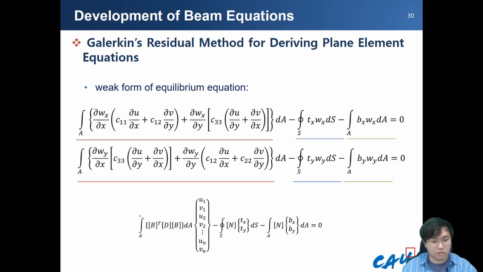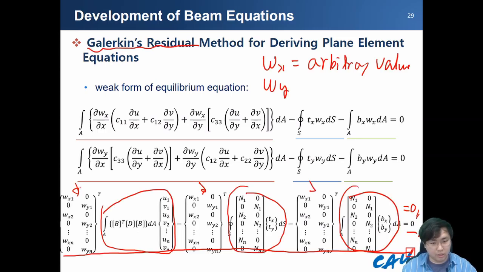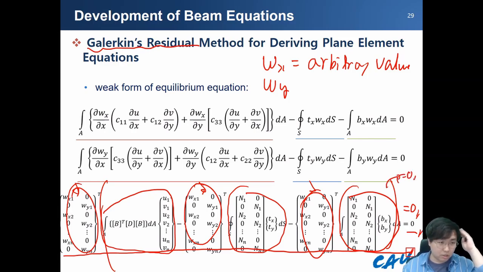I mean that we can combine these arbitrary matrices with the bracket, so that the inside of the bracket becomes 0. So this is the only way for this equation to become 0.